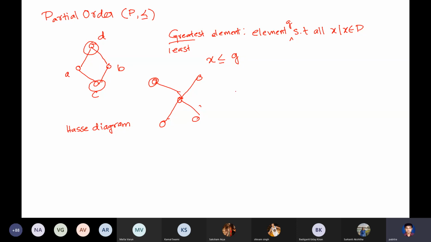But one thing is clear: if there is a greatest element or a least element, it has to be unique. There cannot be multiple greatest elements or multiple least elements. So unique, if it exists. Okay, this is an important point. If it exists, by definition, it has to be unique because it is greater than or equal to all x.